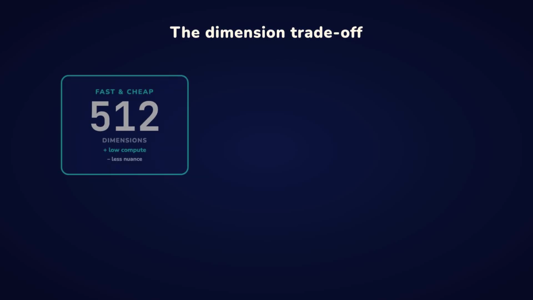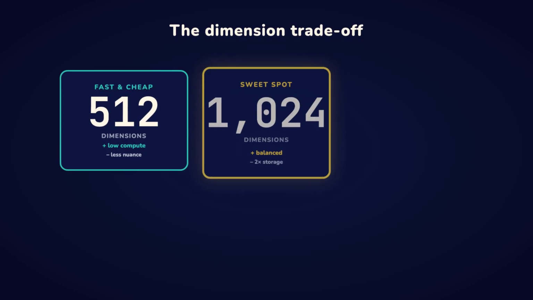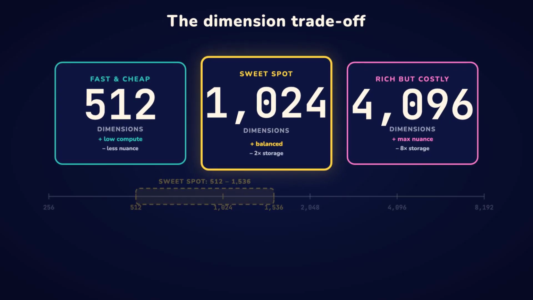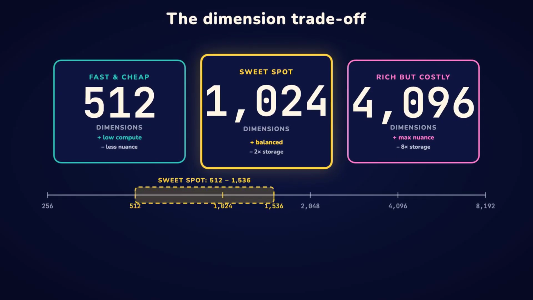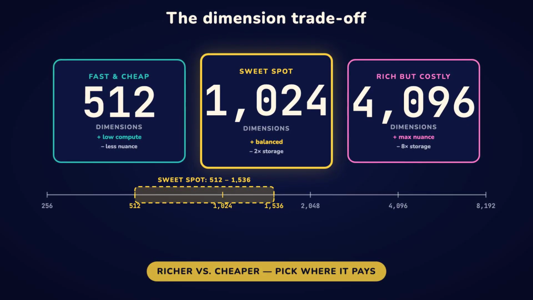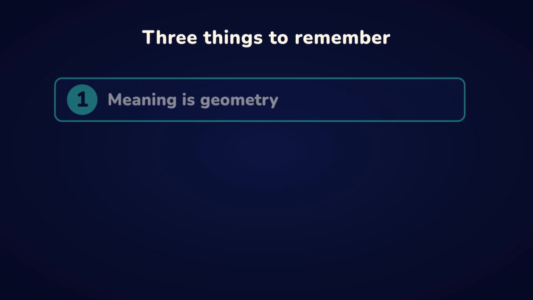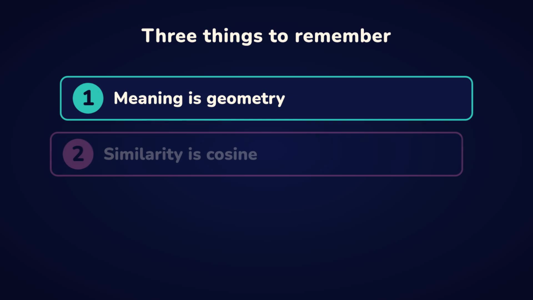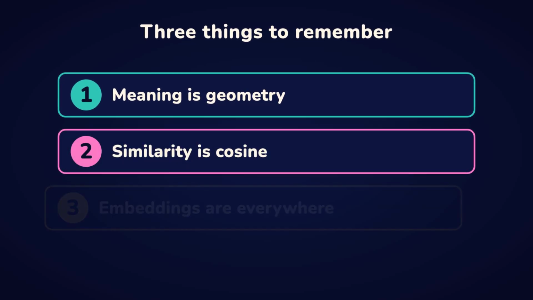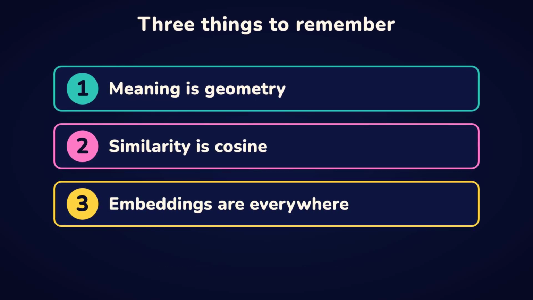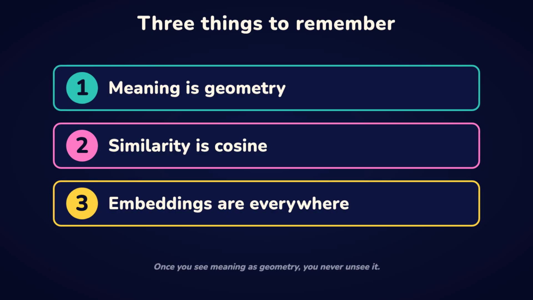More dimensions means richer representation, but more compute and more storage. Most production systems land somewhere between 512 and 1536 dimensions, which is the sweet spot. Embeddings turn meanings into a math problem you can solve with linear algebra. They are the quiet foundation under search, RAG, recommendations, and classification. Almost everything practical built with LLMs.